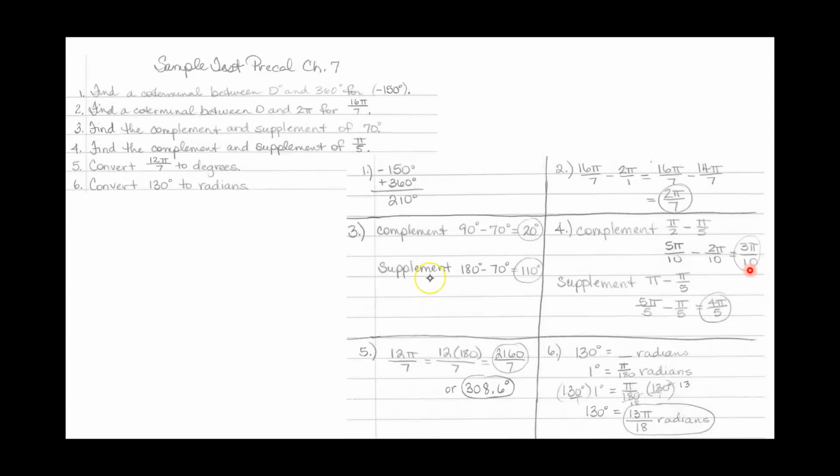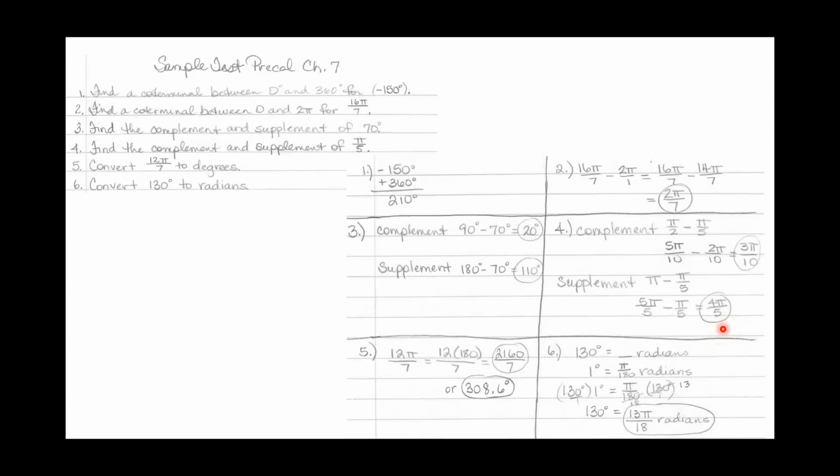If I'm trying to find the supplement, I would do 180 minus the angle that they gave me. And so over here, 180 is the same thing as pi, so I would do pi minus the angle that they gave me. So 180 minus 70 is going to give me 110 for my supplement. And pi minus pi over 5, again, I need a common denominator. And so when I subtract, I'll get 4 pi over 5.